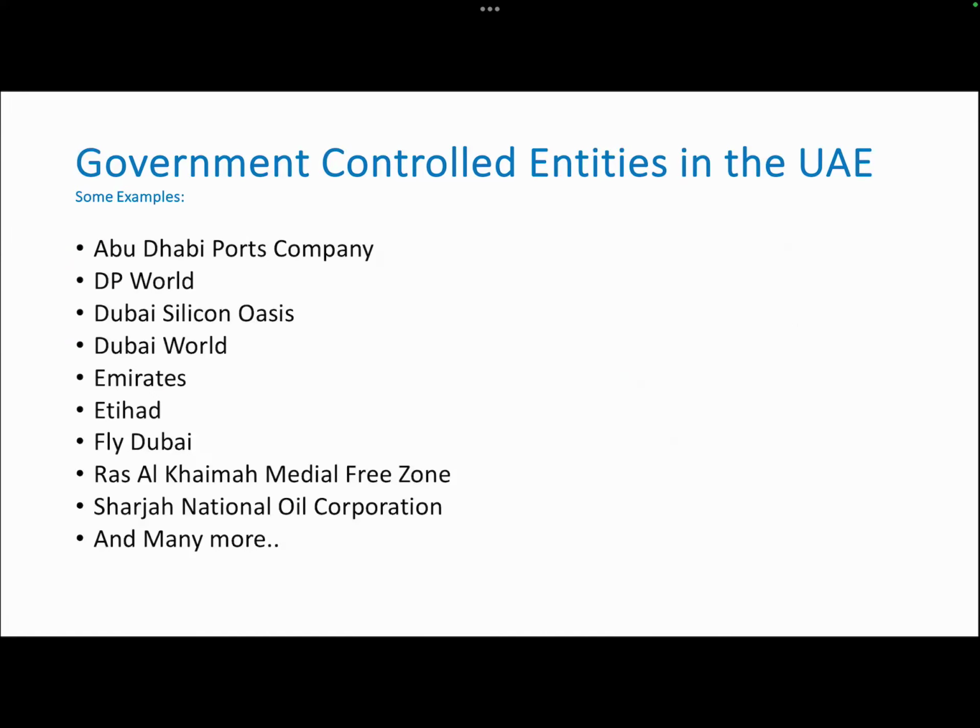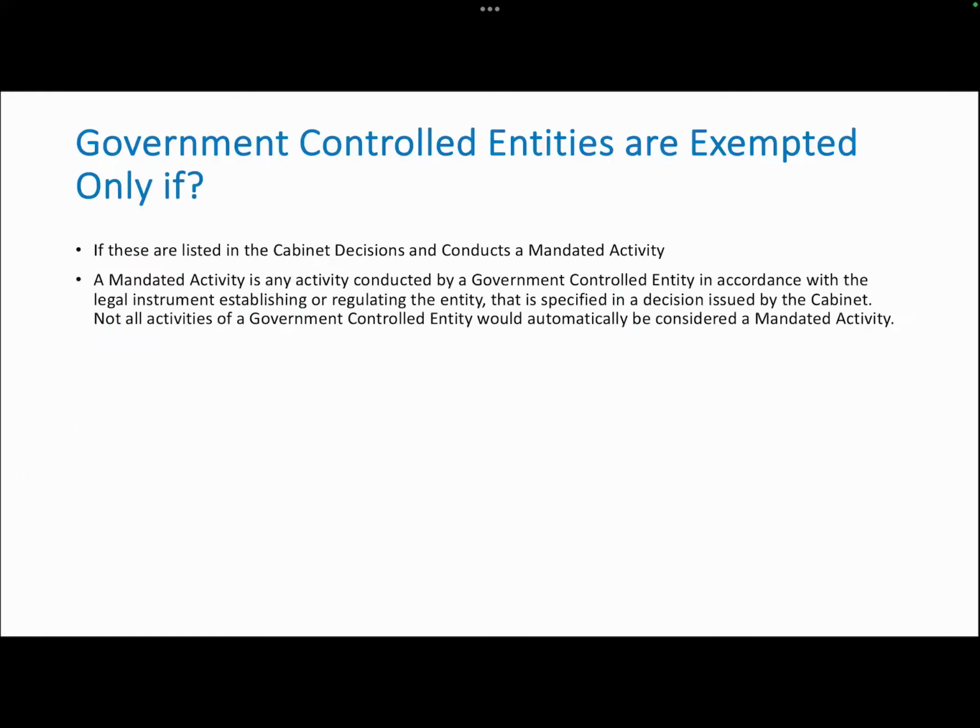Now, let's see some examples. I've listed a few examples, and there may be many more. Just for understanding's sake, I have listed a few examples over here. What are the government controlled entities? A few examples: Abu Dhabi Ports, DP World, Dubai Silicon Oasis, Dubai World, Emirates, Etihad, Fly Dubai, Ras Al Khaimah Media Free Zone, Medical Free Zone, Sharjah National Oil Corporation, and many more. Let's move to the next slide.